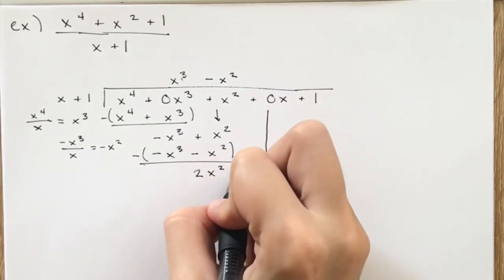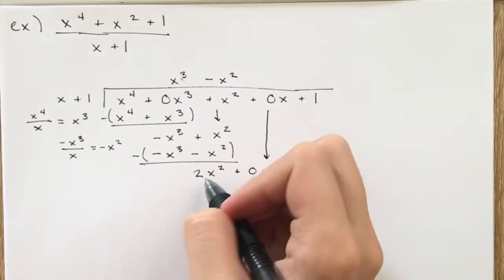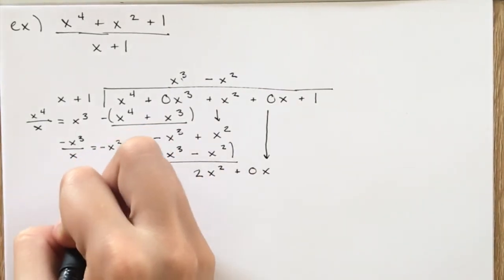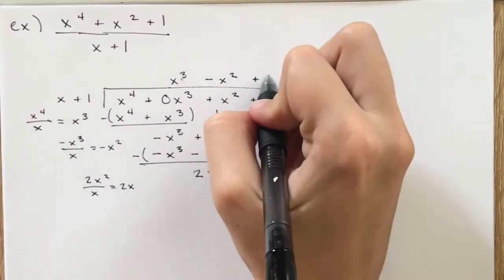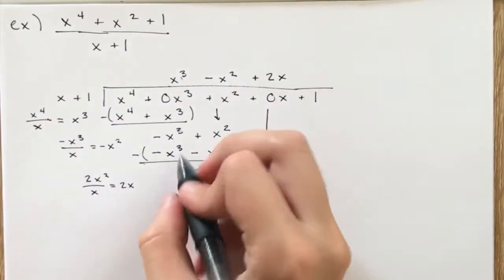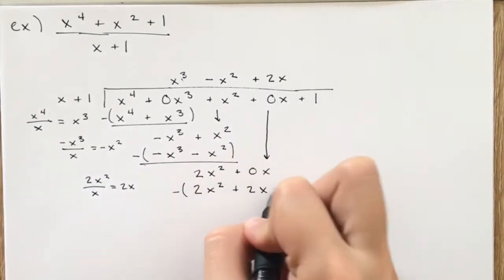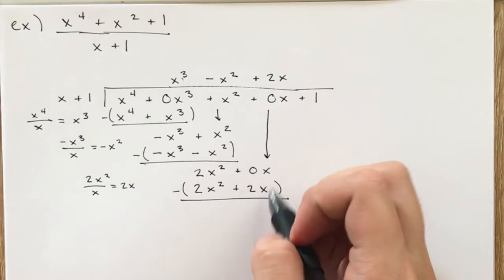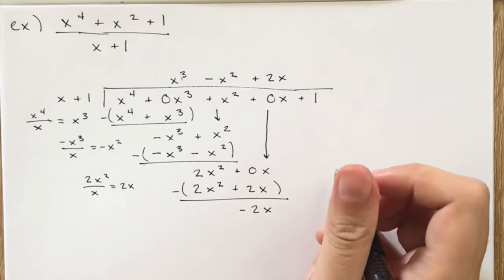Next, we bring down this plus 0x. All right, back to the beginning. So we divide first term by first term. 2x squared divided by x gives us 2x. 2x goes above 0x. We multiply this by our divisor, so we have 2x squared plus 2x. And we subtract. We end up with 0, and then 0x minus 2x, so we have negative 2x here.